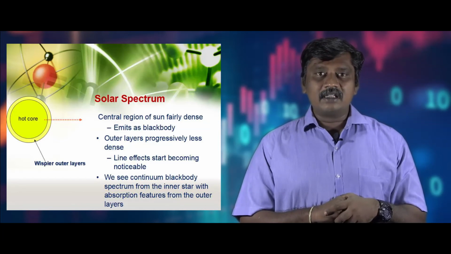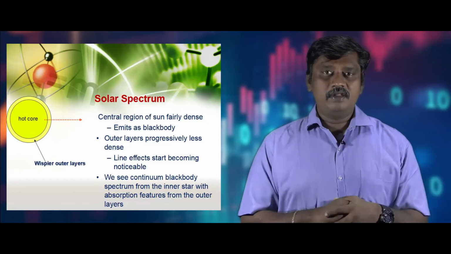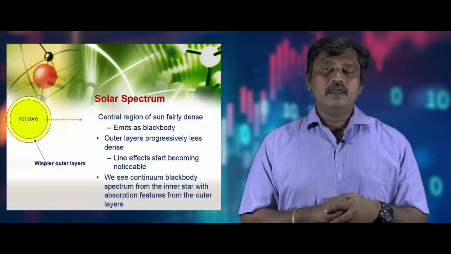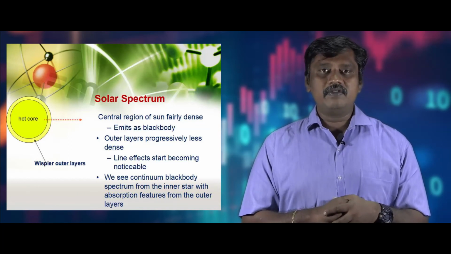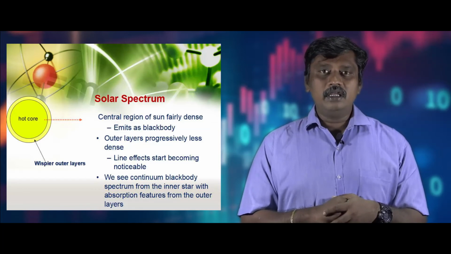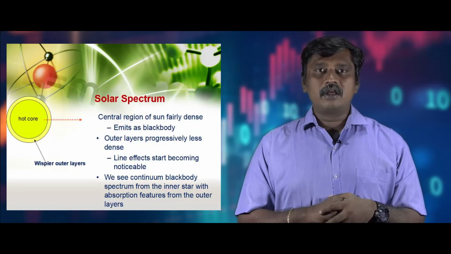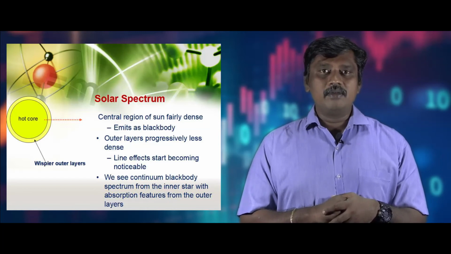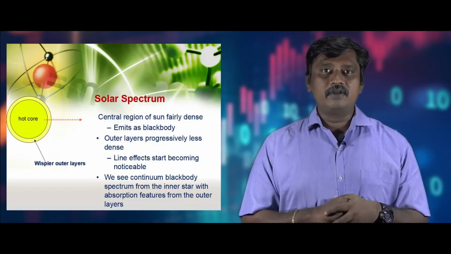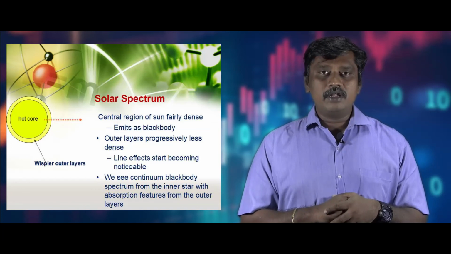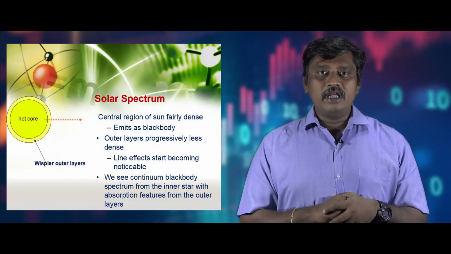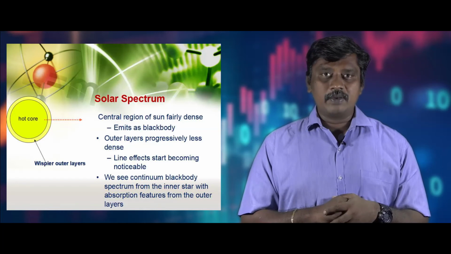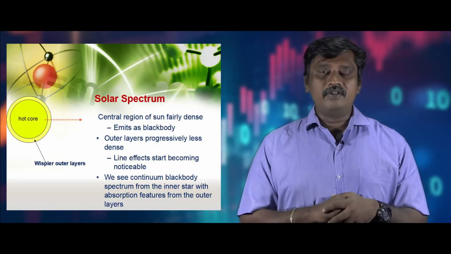That is, it is acting as a black body emitter. Then the electromagnetic radiation, when it approaches the surface, is giving a line spectrum. Why is it giving a line spectrum? Because at the surface, the materials are less dense. That is, the chemical elements present at the surface will be very less dense. But at the core, it will be dense.